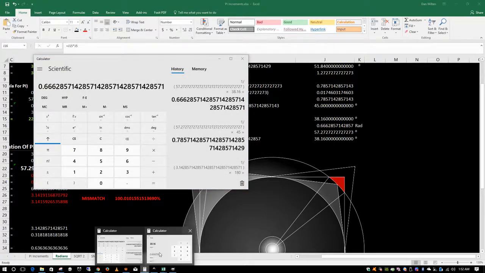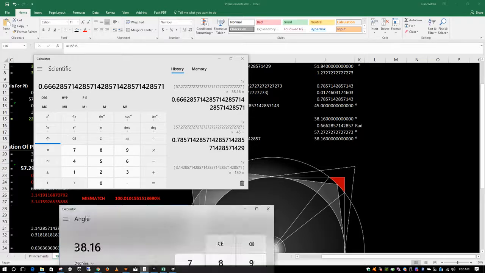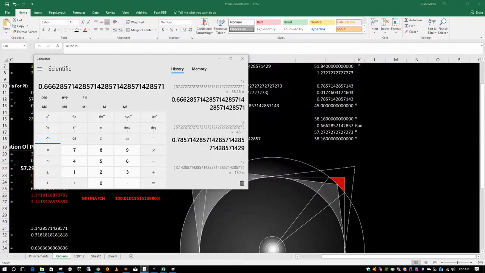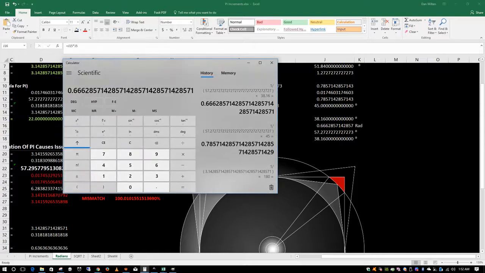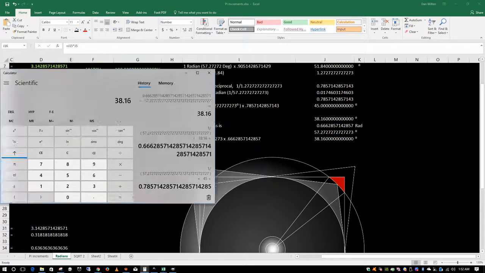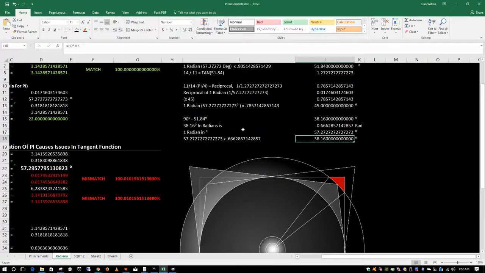And we can check that because 38.16 in radians is .666018. And this is the version using our version of pi. So we multiply that times our version of the radian, and we get 38.16, which is what we have right here.